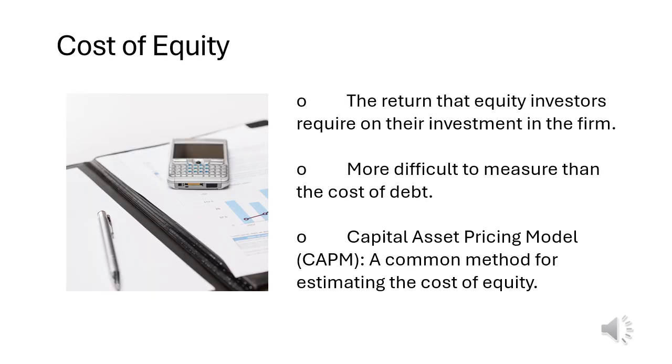The cost of equity represents the return that equity investors require on their investment in the firm, reflecting the riskiness of the equity and the opportunity cost of investing elsewhere. Unlike the cost of debt, the cost of equity is more difficult to measure directly, as equity investors do not receive fixed payments like interest. Several methods can be used to estimate the cost of equity, including the capital asset pricing model, which relates a stock's expected return to its beta, a measure of its systematic risk.